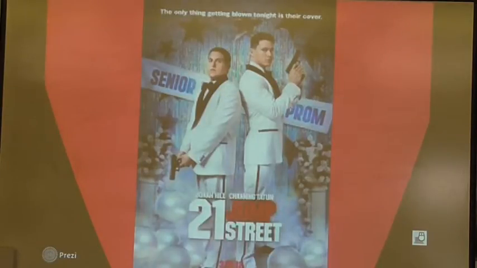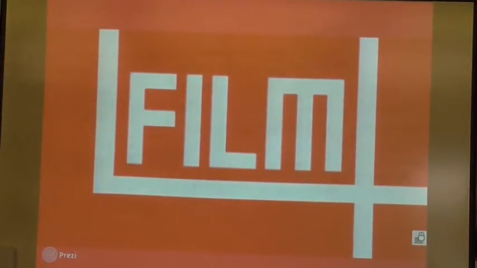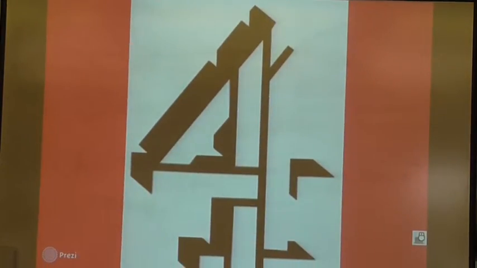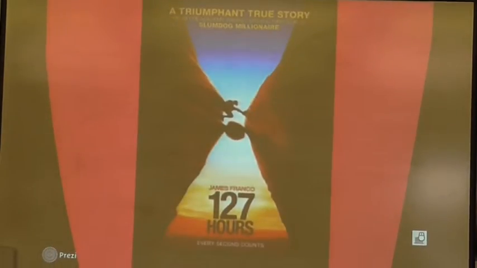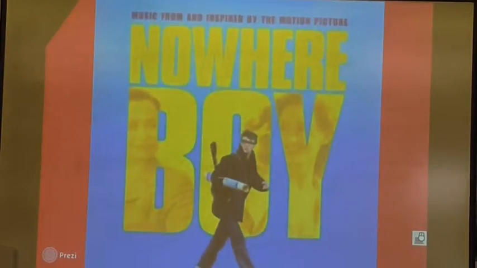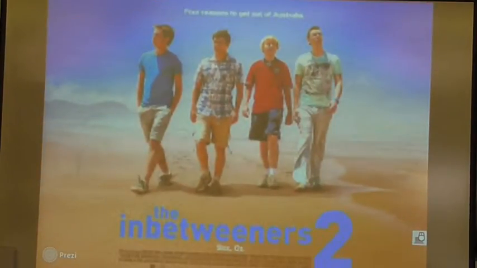Another company I looked into was Film 4 Productions, which is a British film production company owned by Channel 4 Television Corporation. The company has been responsible for backing a large number of films in the United Kingdom. This includes the films 12 Years a Slave, 127 Hours, Nowhere Boy, and the In-Betweeners movie. I believe that Film 4 would also work well with my film, as it specialises in a range of different genres, from comedy to serious dramas.